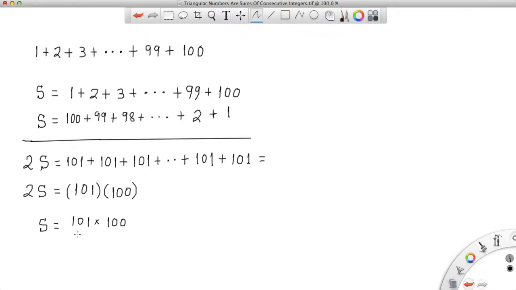Or better, since one of those two factors, the number 100, is an even number, we can divide that by 2, and then we get this result is 101 times 50. So instead of multiplying 101 times 100 and then divide by 2, we can divide the 100 by 2, and that's 50, and then 101 times 50, the result is 5050.